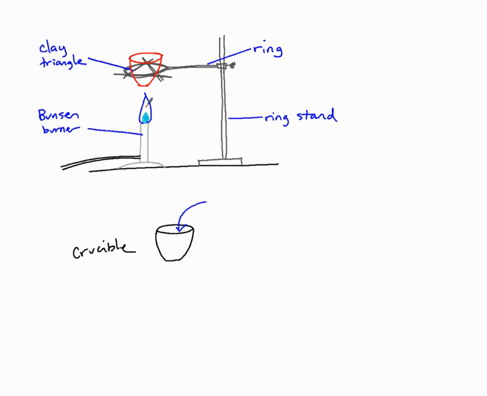Gentle at first so the temperature change doesn't crack the crucible, but it needs to be hot enough that we're vaporizing all the water and allowing it to escape. Then once you're done with heating it up, you take it off using some special crucible tongs so you don't burn your hands. And then we find the mass of the crucible and the compound afterwards.